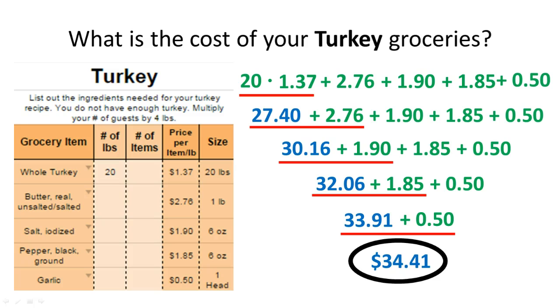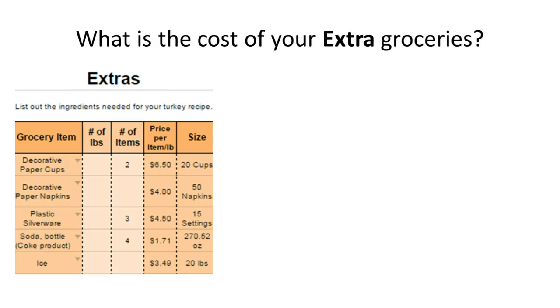On your assessment tomorrow, you'll have to find the total cost for all the ingredients for your turkey, your sides, your dessert, and your extras. Remember, these are the extra pieces that you need for your meal. Not necessarily food. These could be side items. This could be beverages. This could be cups, plates, napkins, all those things you may need, including silverware that you might want for a holiday gathering.